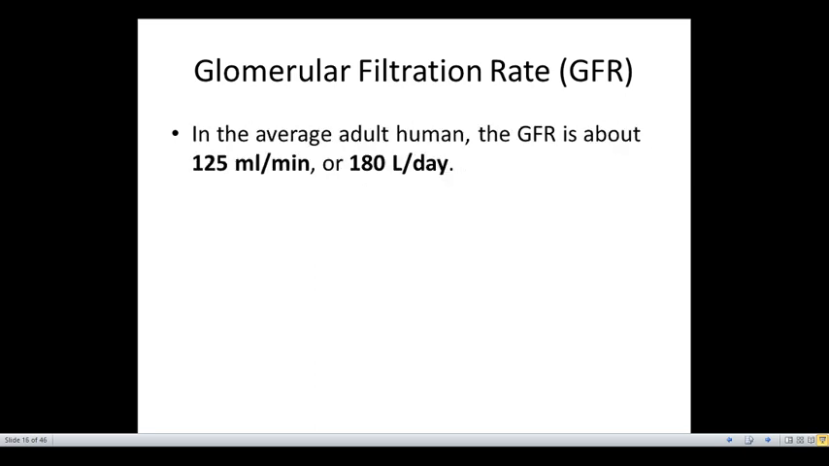In the average adult human, the glomerular filtration rate is about 125 milliliters per minute or 180 liters per day. Now this is very often asked by the examiners, so you should be remembering this value.